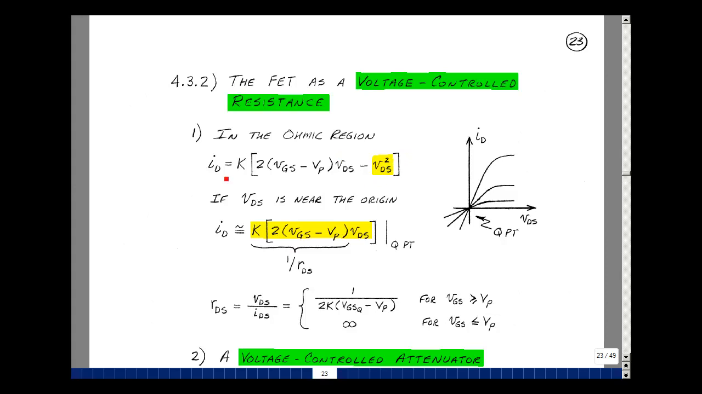And our equation would just be that I sub d is K times the quantity 2 times VGS minus the pinch-off times VDS. We're going to evaluate this at some operating point, and we're going to be operating basically in this region over here where we have pretty much a straight line. We've got the current I sub d in terms of VDS. This would be 1 over resistance. I'll call that little r sub ds. And it's equal to the reciprocal of this equation when the gate source is greater than or equal to pinch-off. When the gate source is less than or equal to pinch-off, this becomes zero current and the resistance goes to infinity. The same thing will happen here when the gate source equals pinch-off.